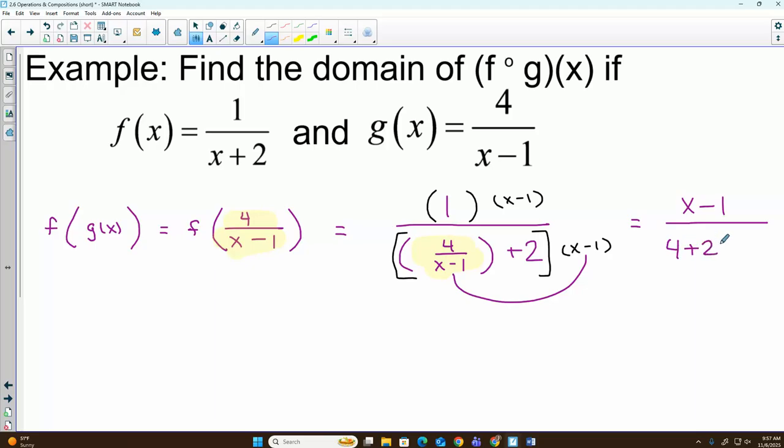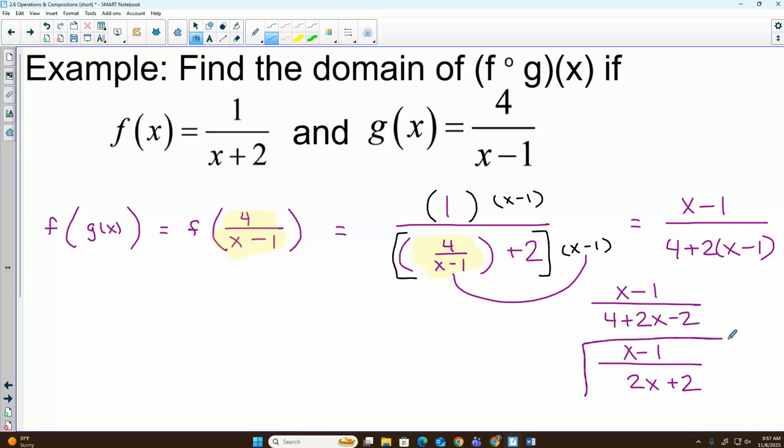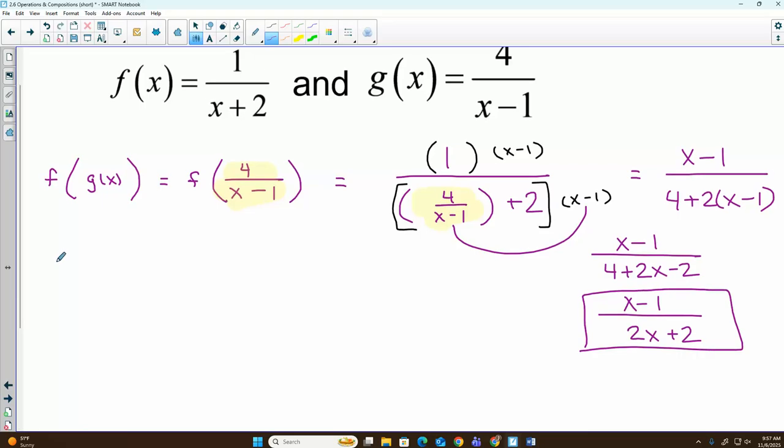And then we would have to do the 2 times x minus 1. Okay, so if we distribute, combine like terms, so we get x minus 1 over 2x plus 2. All right, so that is my composition. We were doing compositions yesterday. That was an uglier one because we had the fraction and a fraction. Are there any questions on it?